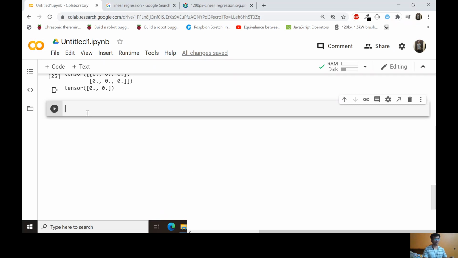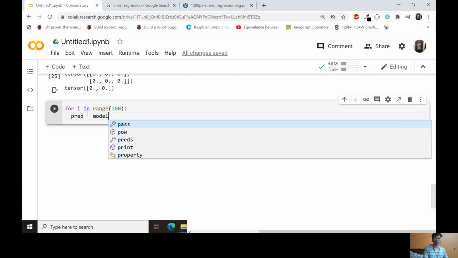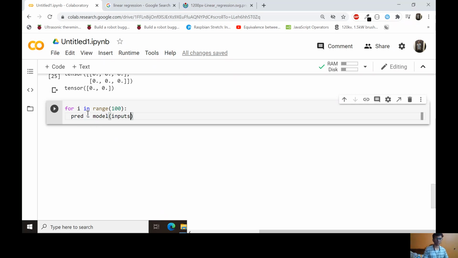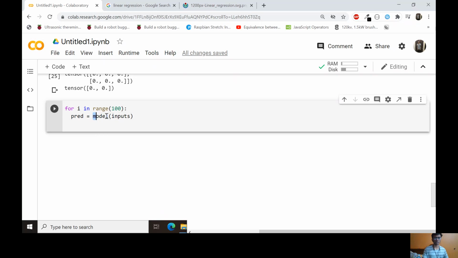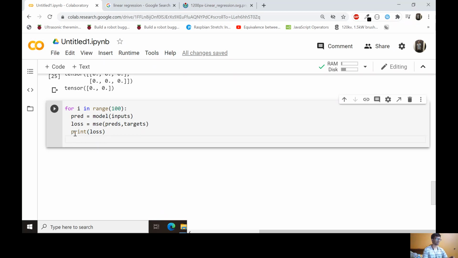I'll be iterating through 100 epochs. So for i in range of 100, the model takes the inputs. Basically this will be generating a random prediction for the first iteration. Loss is equal to mean squared error of preds and targets. This will generate the loss for all the random values in the first iteration. I'll just print the loss so that you can see in the iterations whether it's decreasing or not.